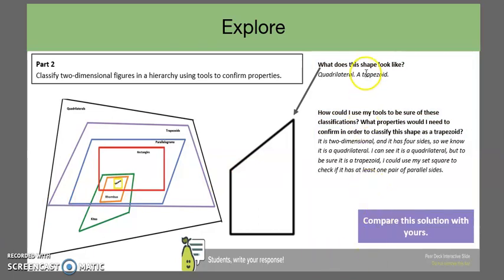Okay, so what does this shape look like? It is a quadrilateral, and more specifically, it's a trapezoid. In thinking about how I can use tools to be sure of these classifications, what properties would I need to confirm in order to classify the shape as a trapezoid? It is two-dimensional and has four sides, so we know it is a quadrilateral. But to be sure it's a trapezoid, I can use a set square to check if there is at least one pair of parallel sides. So here we do have one pair of parallel sides.